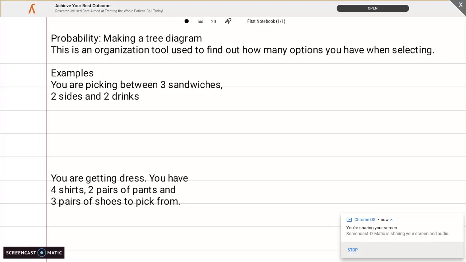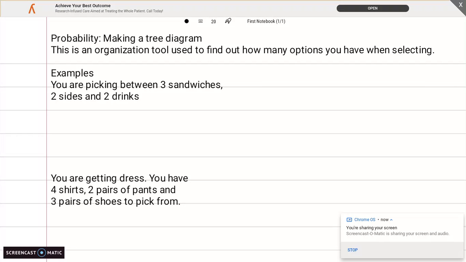Let's say you're in the lunch line or you're getting dressed. When I go to my closet, I have several shirt options, pants, and shoe options. Same thing when you're in line at lunch. You have a few different options, maybe sandwiches, sides, and drinks. You can really apply this to anything that you are selecting, and let's say you want to know how many different combinations of whatever you're talking about you have.